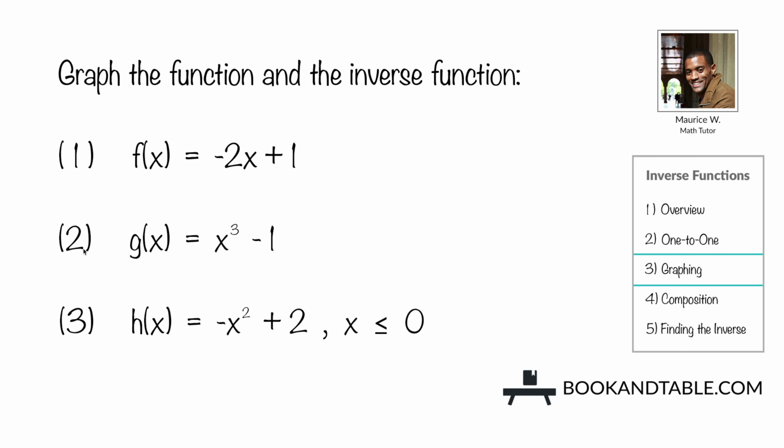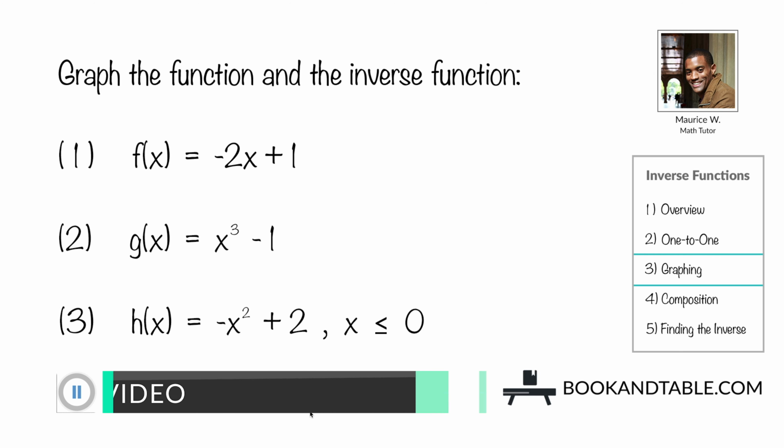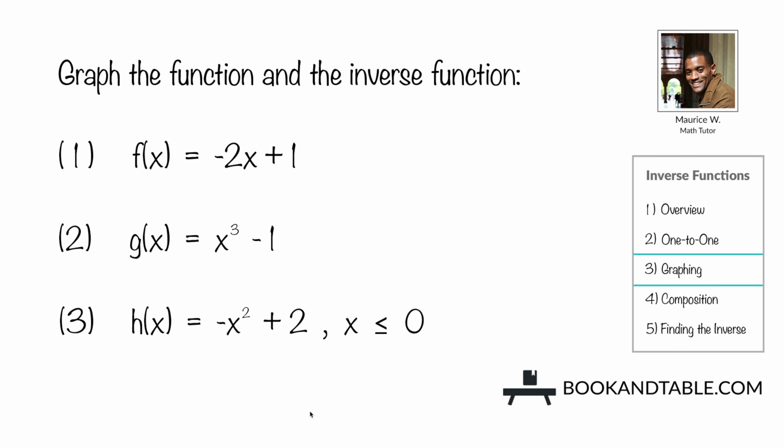Question number 2. G of x is equal to x cubed minus 1. And question number 3, h of x is equal to -x squared plus 2 for x is less than or equal to 0. Pause the video, answer these questions, and then press play when you are ready to begin.